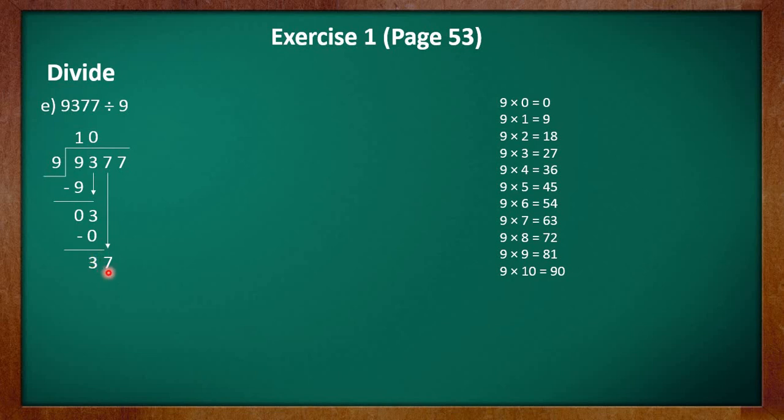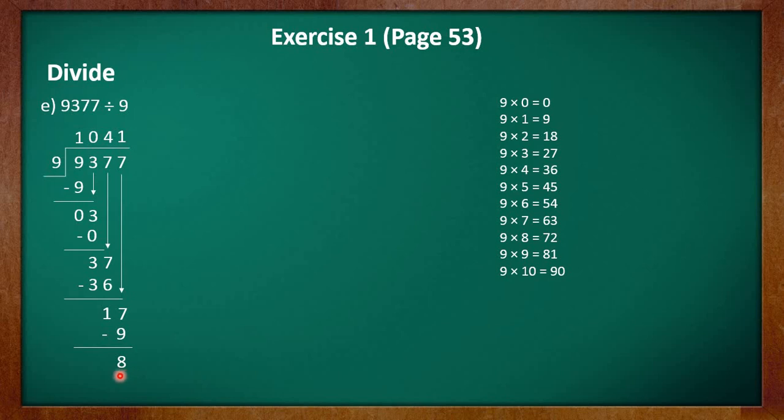Now let's bring down the next digit from the dividend, which is 7, and this number becomes 37 now. And we know that the number smaller than 37 in the table of 9 is 36, which comes at 4. So we will write 4 in the quotient and we will subtract 36 from 37 and we'll get 1 as difference. Now we will move to the next digit in the dividend, which is 7. Let's bring down this 7 and it will make the number 17 here. And the number smaller than 17 in the table of 9 is 9, which comes at 1. So let's write 1 in the quotient and subtract 9 from 17, which will give us 8.